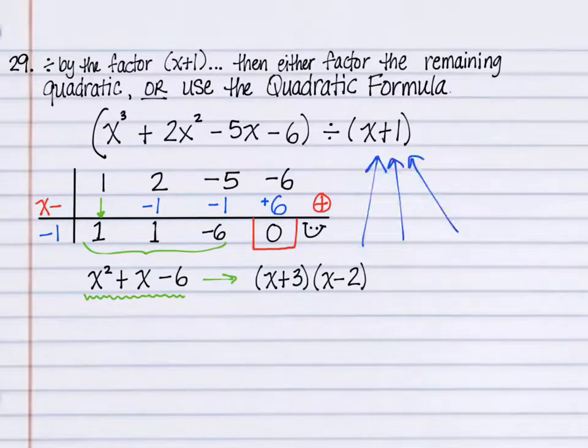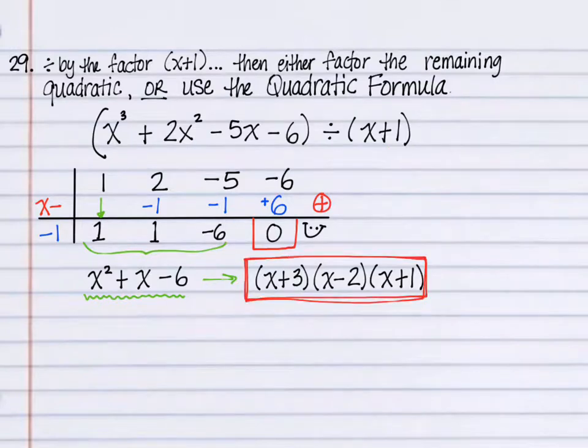And then we have this thing going. Don't forget that x plus 1 was a factor. So since x plus 1 is a factor and these are factors, we have to put it all together. And so we have to bring that x plus 1 down there. And so now we can see that the full answer is that this third degree polynomial has been factored into these three factors.